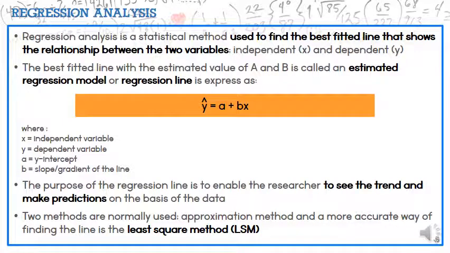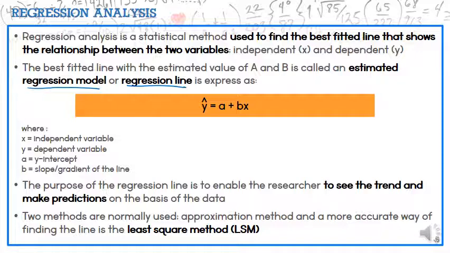Next one is regression analysis. Regression analysis is a statistical method used to find the best fitted line that shows the relationship between the two variables. The best fitted line with the estimated value of A and B is called an estimated regression model or regression line, expressed as Y equals A plus BX.